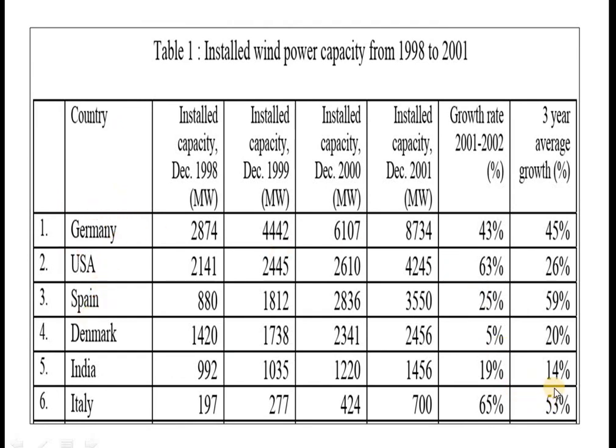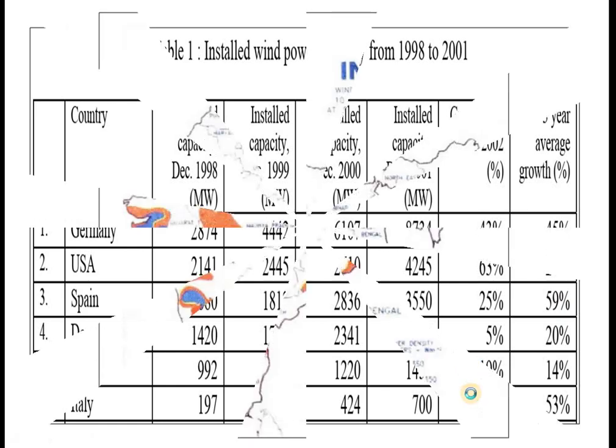And India has only achieved 14% of its potential. In the year 2001, its installed capacity was only 1400 megawatt. Still a lot of potential remains untapped, and in the years to come we will see a paradigm shift, a sudden hike in wind energy tapping, and we are in the process.